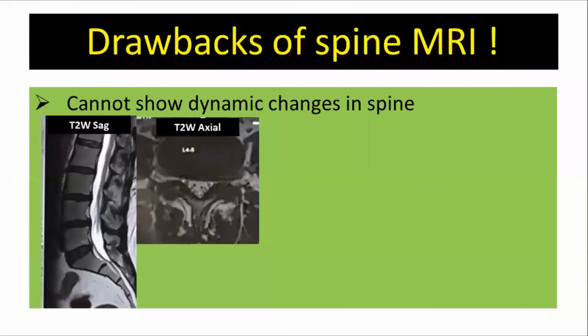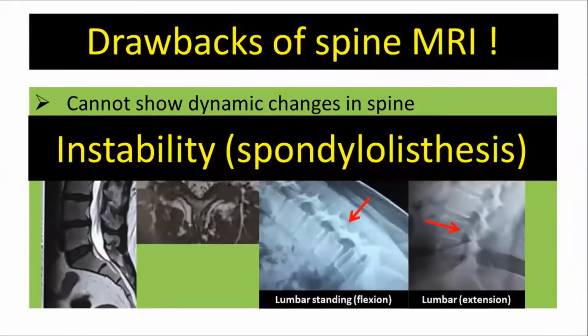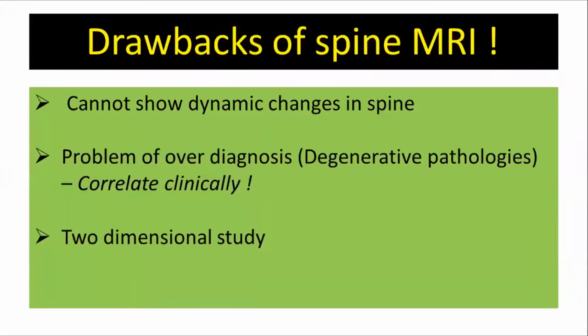There are a few drawbacks of MRI as well. You cannot see a dynamic change in spine MRI. In this image, you can see degenerative changes in the lumbar spine, but no other pathology. But when we go for a flexion extension view, you can actually see a vertebral body moving forward and backward. So listhesis or an instability cannot always be visualized on a spine MRI.